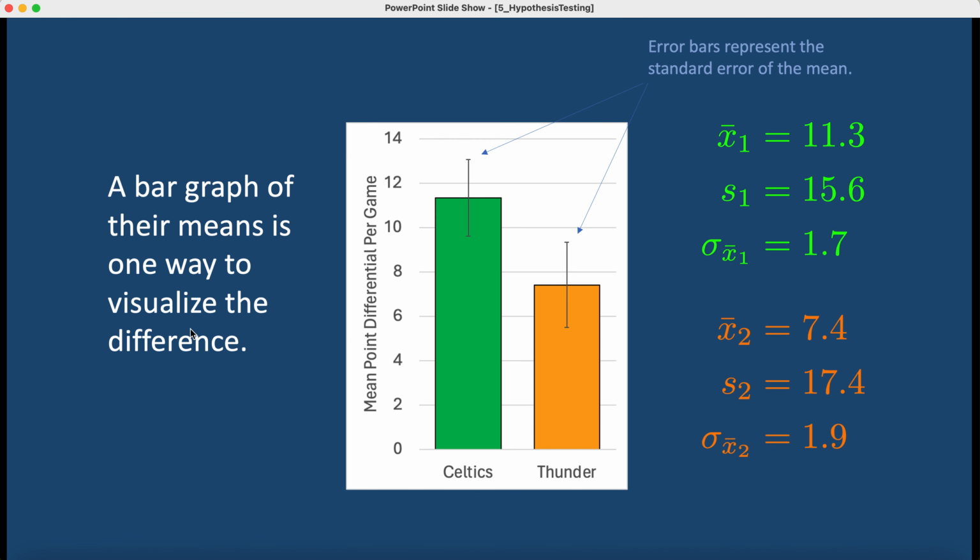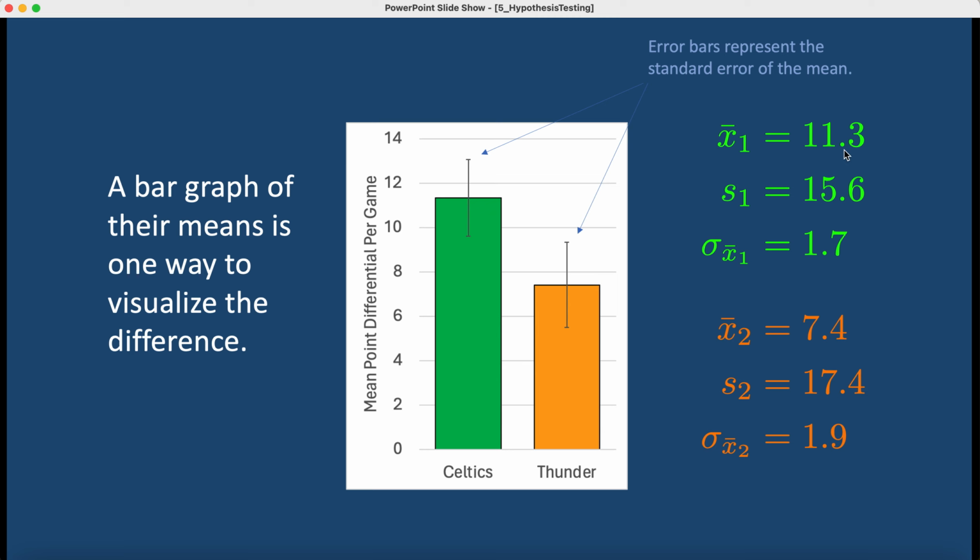Okay, so now if we look at it by bar graph, we get a little different view of this. Now we're just taking the mean value, and I've plotted here error bars that represent the standard error. So you can see how much standard error there is in this average value for both teams. And then you can see that there does look to be a bigger gap here between the two teams. And the summary data is over here.